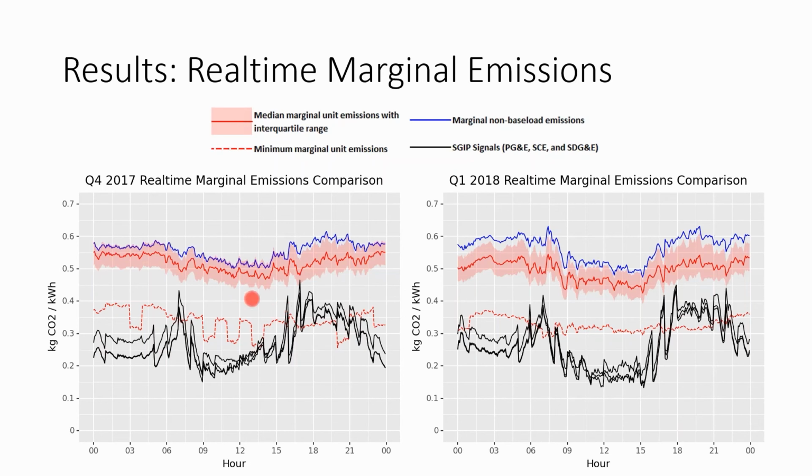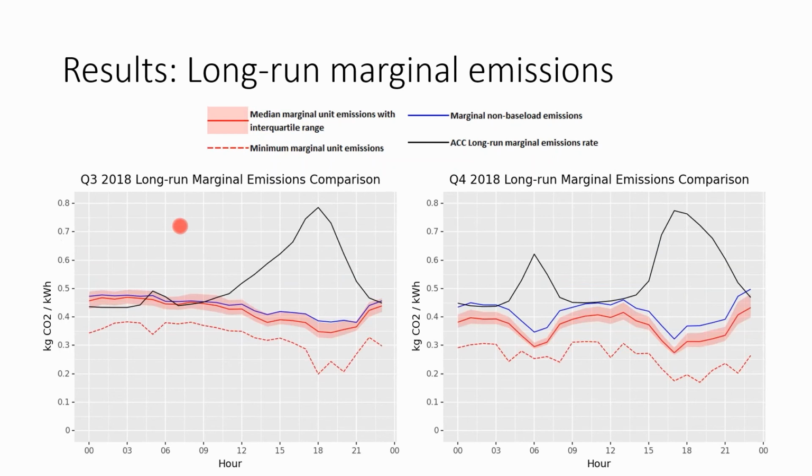So looking then at the next set of data, which is the long run marginal emissions signal, such as that found in the CPUC's avoided cost calculator. We see that the magnitude of the signal here aligns much better, again, where this black line is the data from the avoided cost calculator, and then the red and blue lines are the same as described before.